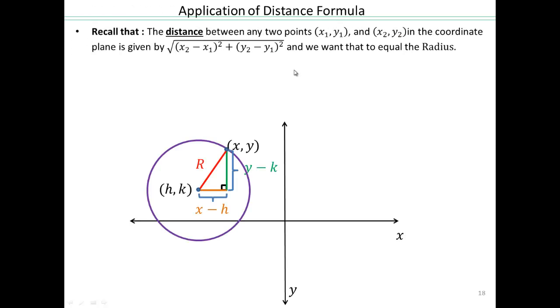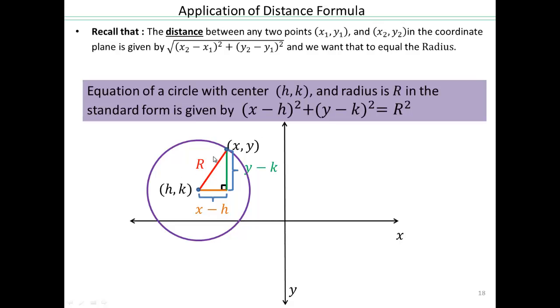Okay? All right. So in generic terms then, if you have center h, k, and x, y is a point on the circle, and the radius is r, then x minus h squared plus y minus k squared equals the radius squared, using the Pythagorean theorem.